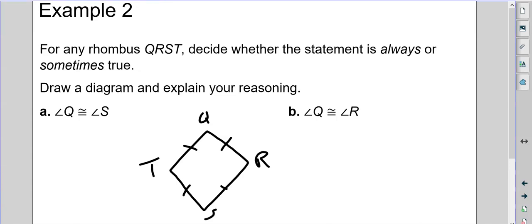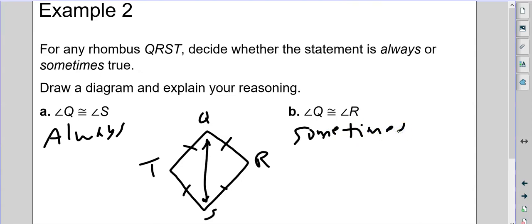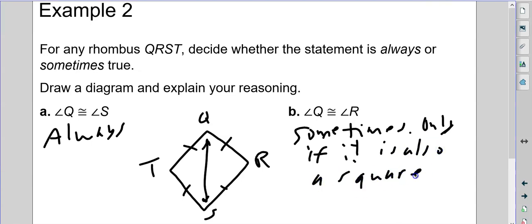All right, remember, a rhombus is a parallelogram, which means opposite angles are congruent. So Q and S are always going to be congruent. Now, Q and R. Well, the only time Q and R, I'll say sometimes, only if it is also a square. So that's the only time a rhombus would have that situation because then they'd all be 90-degree angles.